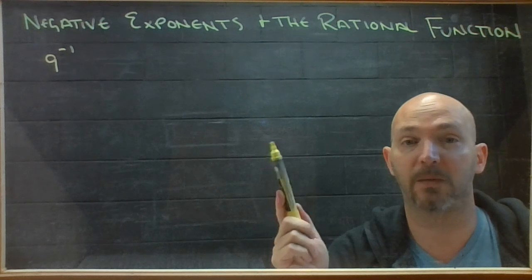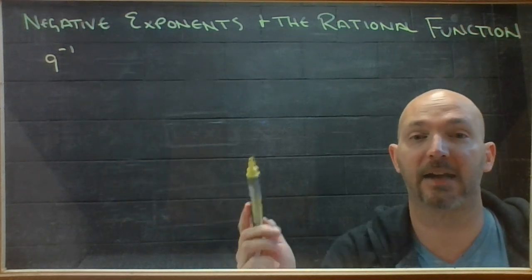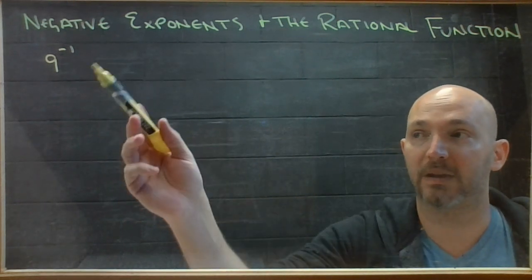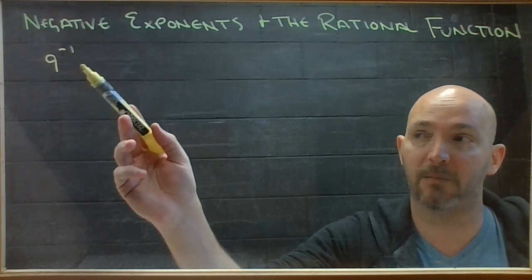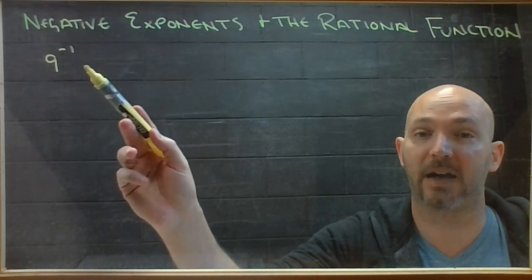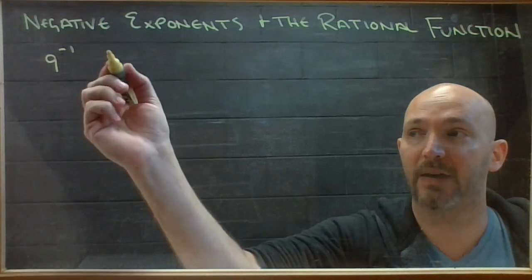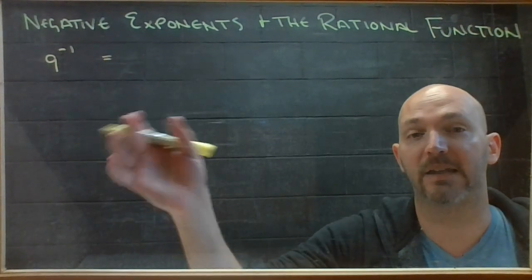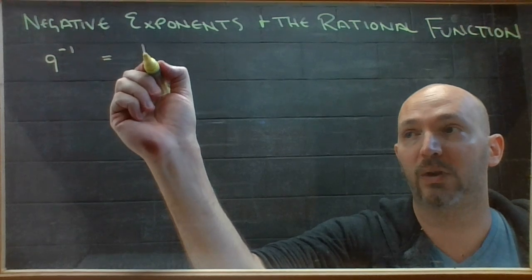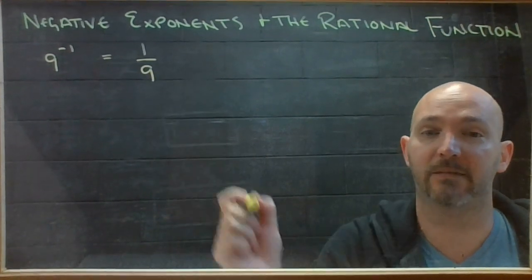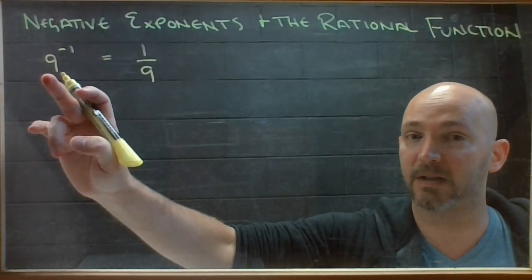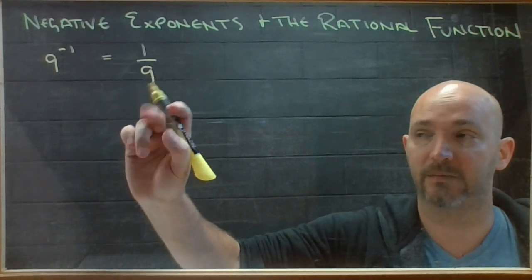So if I see a normal number sitting there and it has a negative exponent on it, what that's telling me is that I'm not multiplying by this number, I'm actually dividing by it. So that thing in its fraction form would look like 1 divided by 9, because instead of multiplying by this, you're dividing by it.